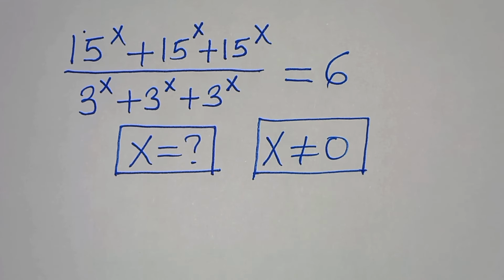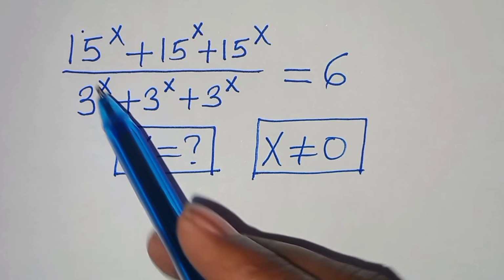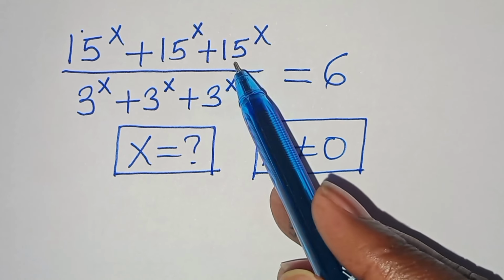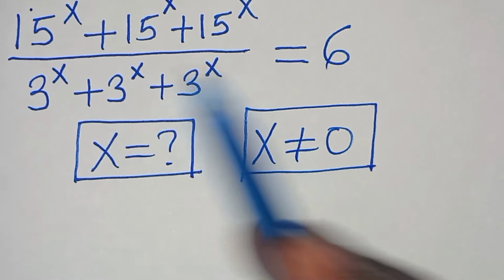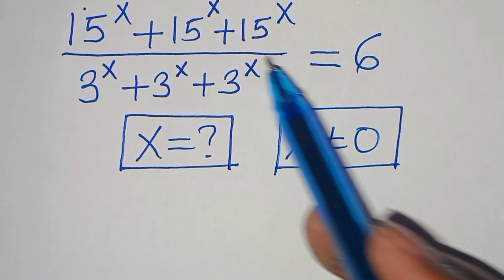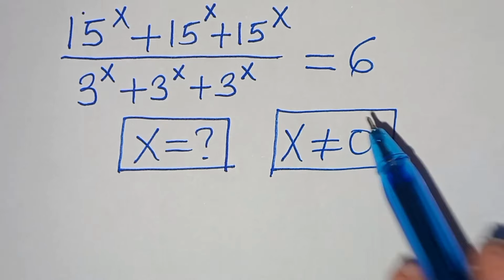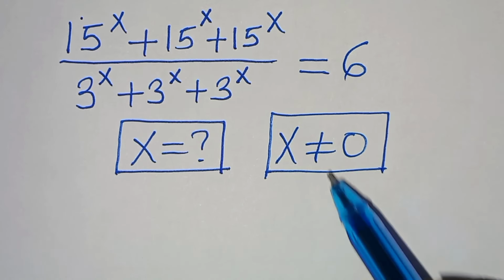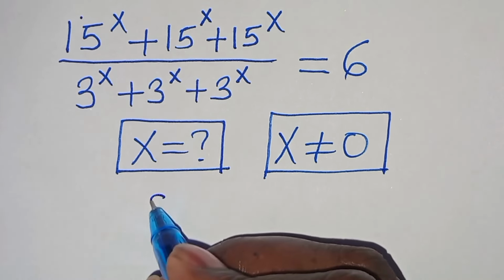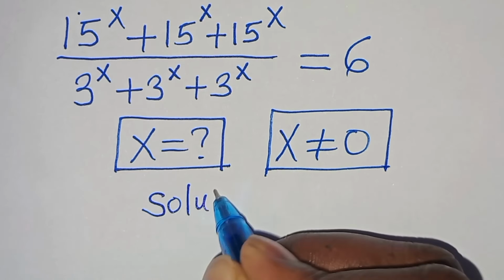Hello everyone, you're welcome to solve this nice exponential equation, which is (15^x + 15^x + 15^x) divided by (3^x + 3^x + 3^x). This is equal to 6. So what is the value of x given that x is not equal to 0? Let's present the solution from here.